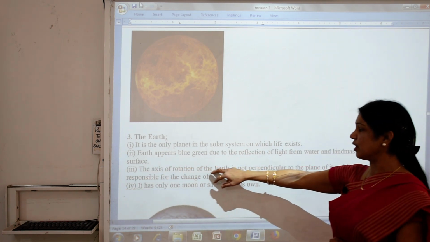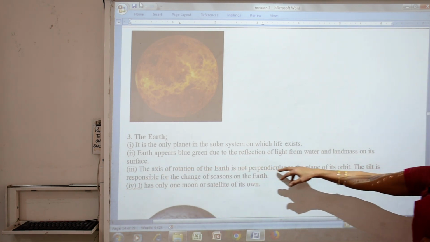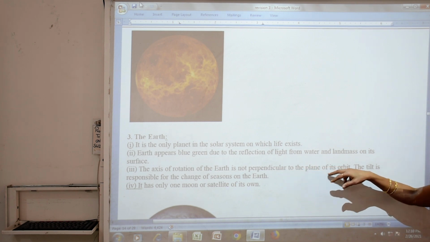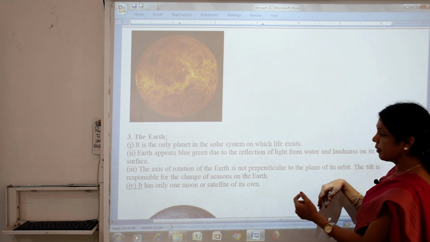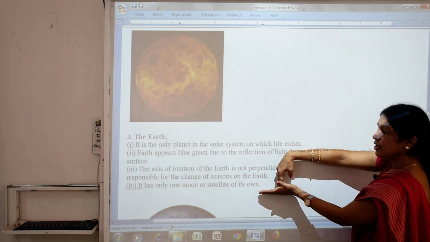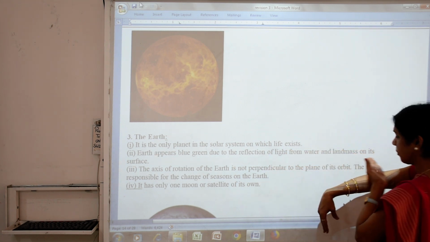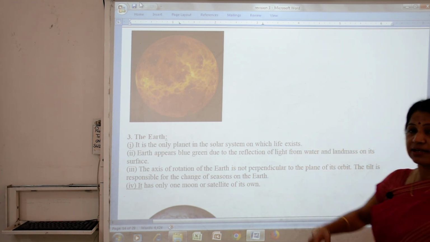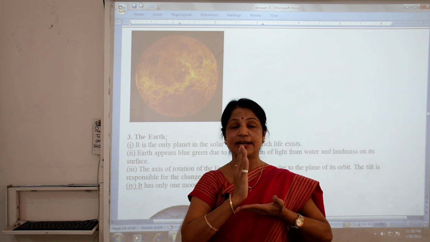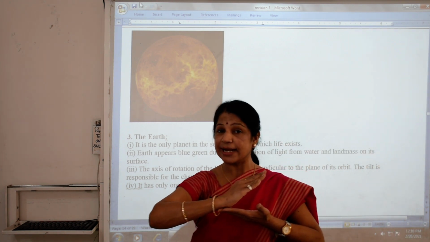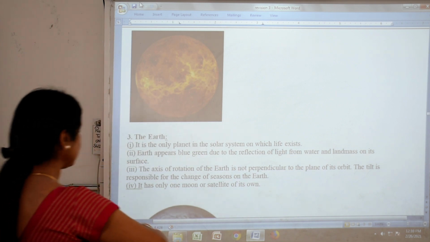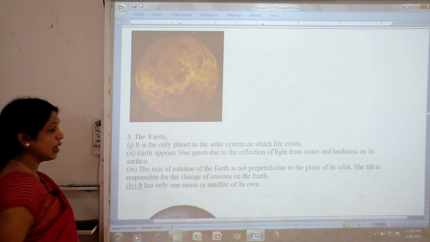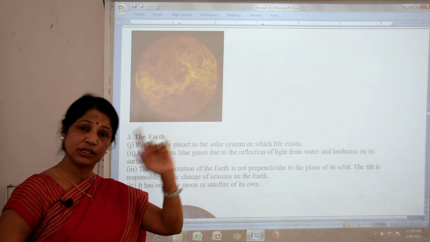The axis of rotation of the earth is not perpendicular to the plane of its orbit. Perpendicular means like this, straight, that is called perpendicular. And this is tilted, it is slightly tilted, not straight. Now it has only one moon or satellite of its own.